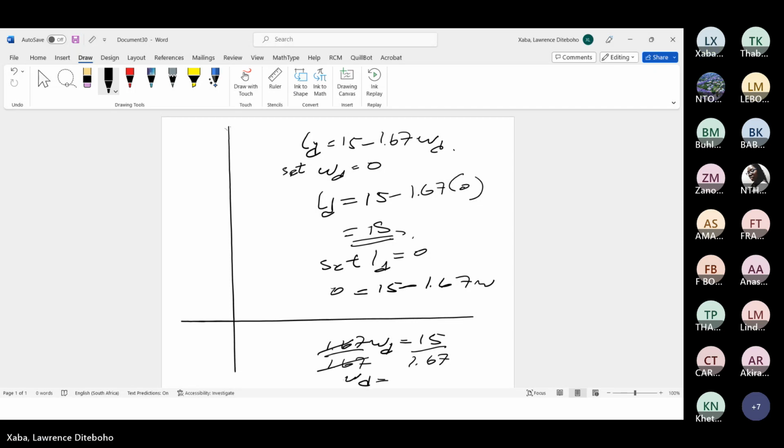W is 8.982. We can say it is equivalent to 9. So we know that we have WD equals 9, and we have LD equals 15.